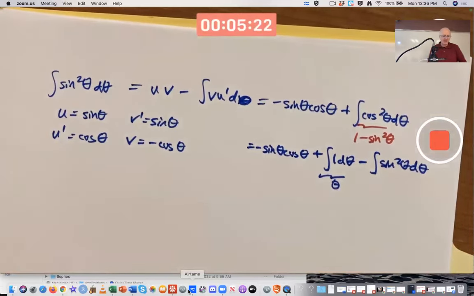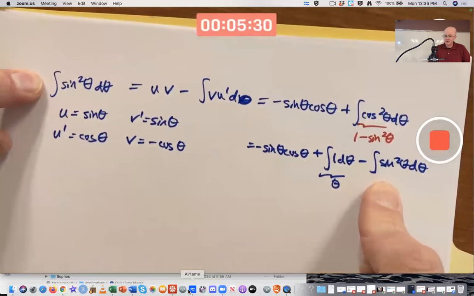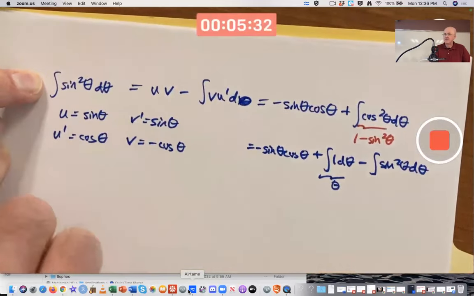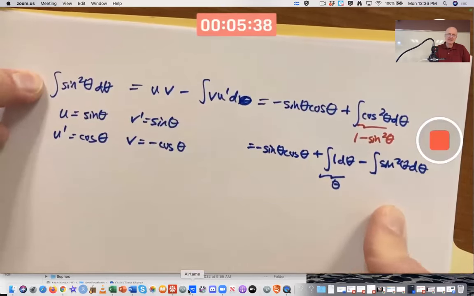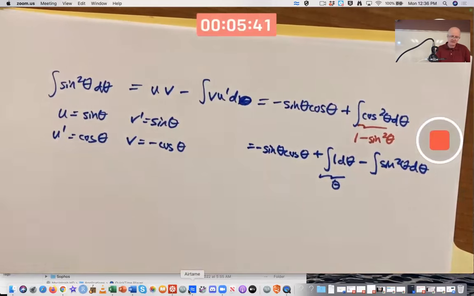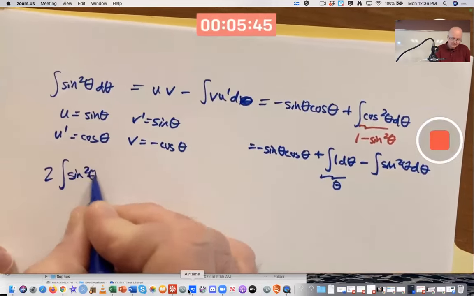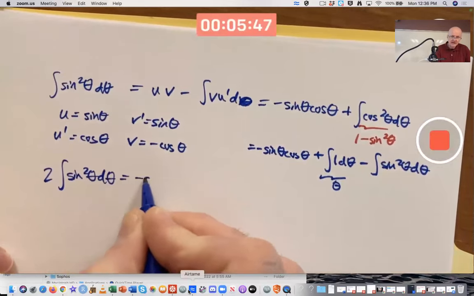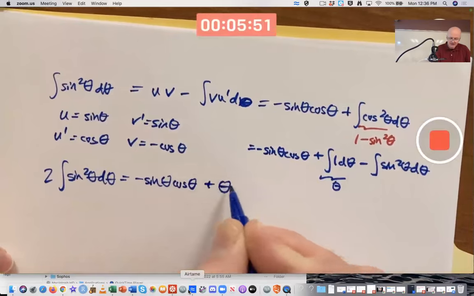Now look at what we've got. We've got the integral we want to know on the left side equal to all this on the right side, including the integral we want to know. So we better try to get that to the other side. We better add the integral of sine squared theta d theta to both sides to cancel it on the right and get 2 times the integral we want on the left equals negative sine theta cos theta plus theta plus c.